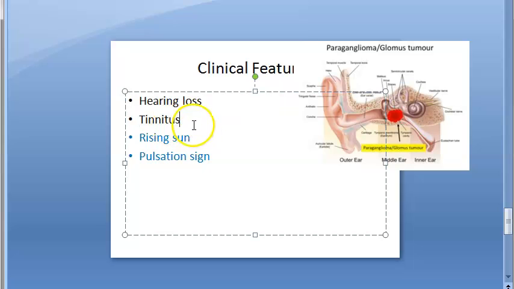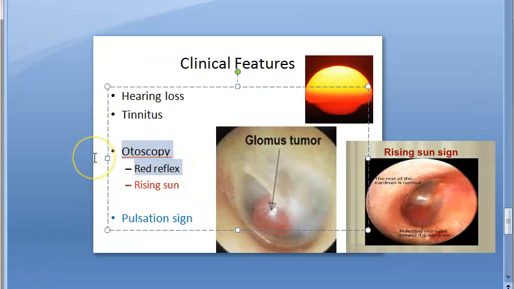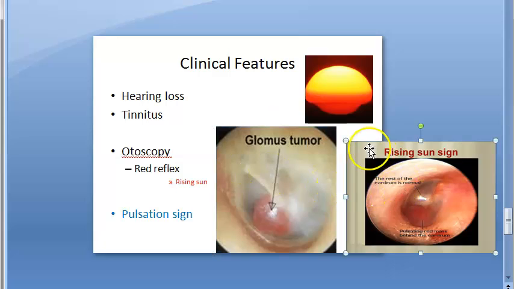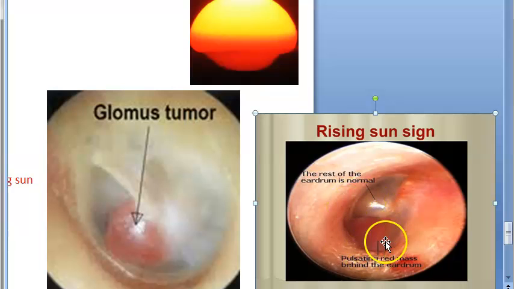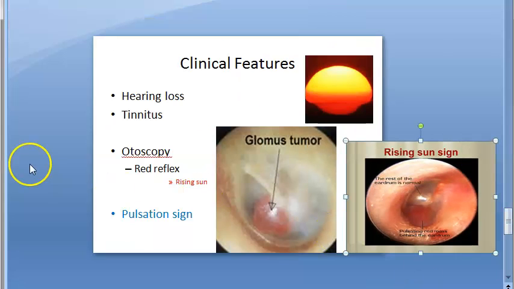Now, coming to what you will see on otoscopy, you will see a rising sun appearance. Let us look at what this is. So via the otoscope, when you look, there is a red reflex through an intact tympanic membrane. They are very specific. The tympanic membrane is not perforated, it is intact. Rising sun appearance is seen when the tumor arises from the floor of the middle ear. So you can see a red mass, a red reflex. The rest of the eardrum is normal. If you think it looks like a rising sun, great.